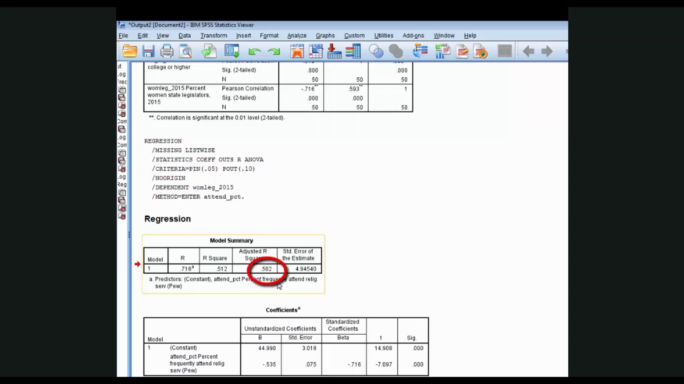Of all the variation across states, which we just looked at earlier, in the percentage of female legislators, we can explain about 50% of that variation by knowing one thing about states: the percentage of the state population that frequently attends religious services.